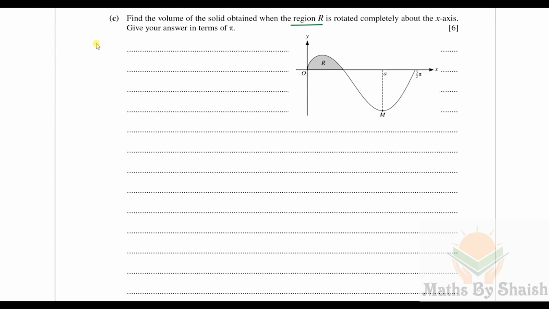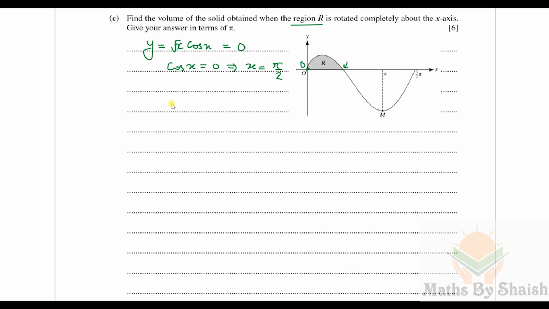Here's the diagram. In order to find the volume of the solid, we require the limits to integrate. This is 0, and we need to find this value. We know that at this place y, which is root x cos x, should be 0, meaning root x is 0 or cos x is 0. Root x being 0 means x is 0, which we already have. For the next value we get cos x equal to 0, and for that case x should be pi over 2.